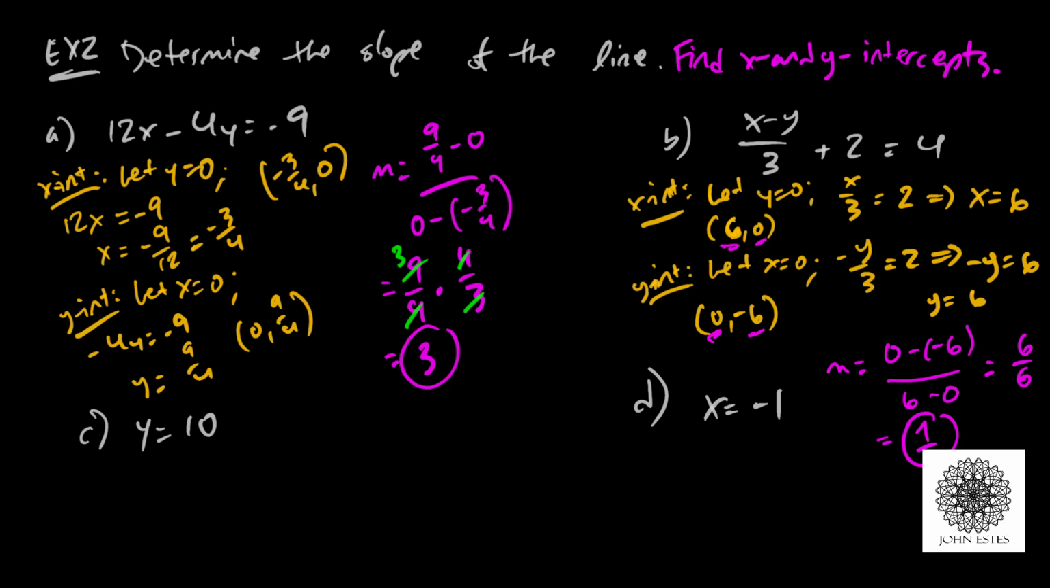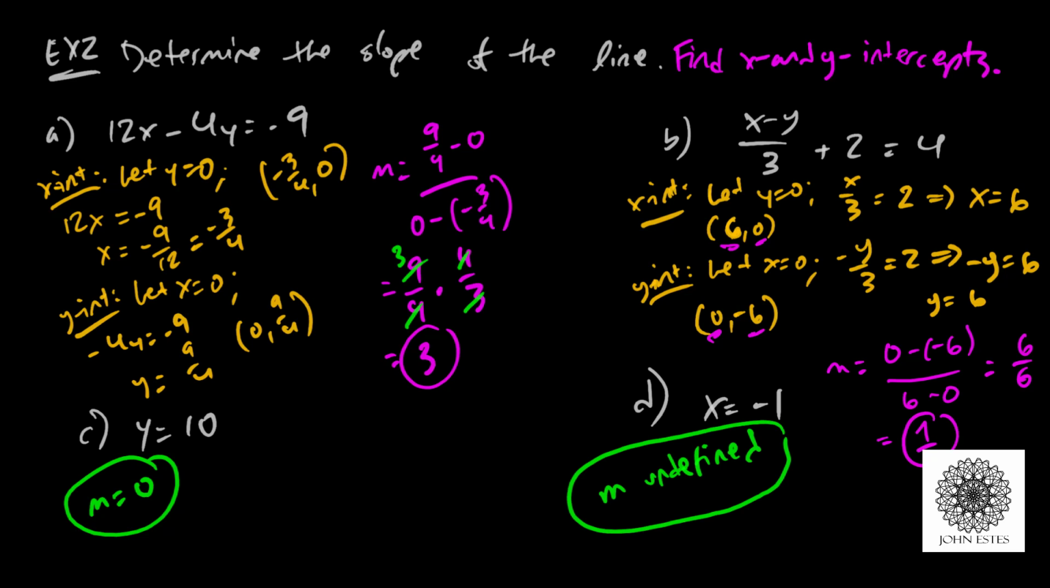Let's look at part C and part D, and we'll do these quickly, because I don't need x and y intercepts in this case. This equation, y equals 10 in part C, is what kind of line? A horizontal line. Y equals a constant is horizontal. So if we remember from last time, that means the slope is 0, because it's horizontal. In part D, I have x equals a constant, x equals negative 1. What kind of line has x equals a constant as its equation? It's a vertical line. A vertical line has undefined slope.